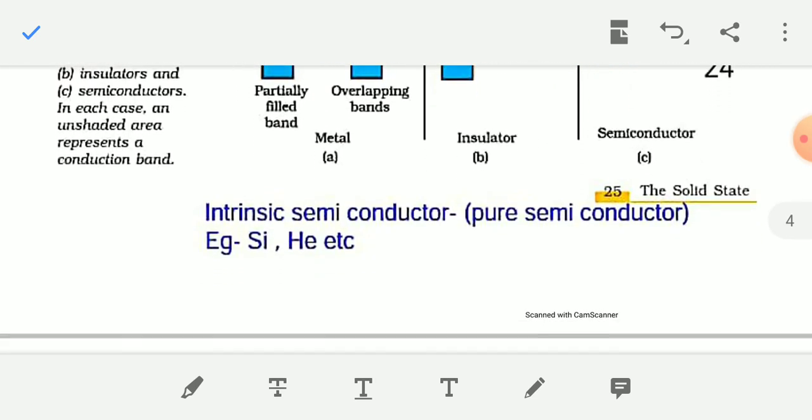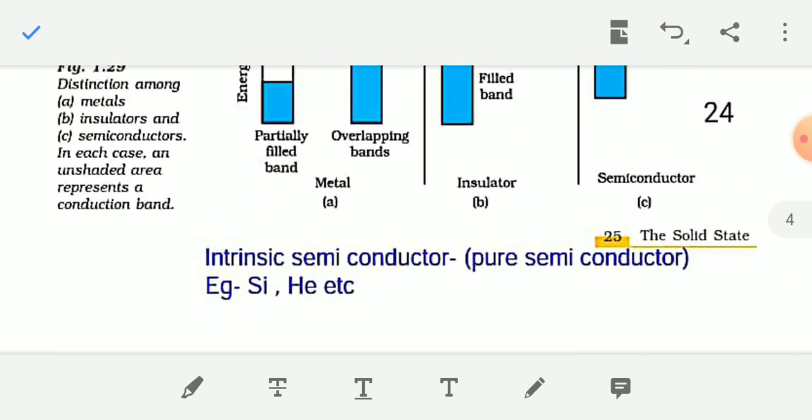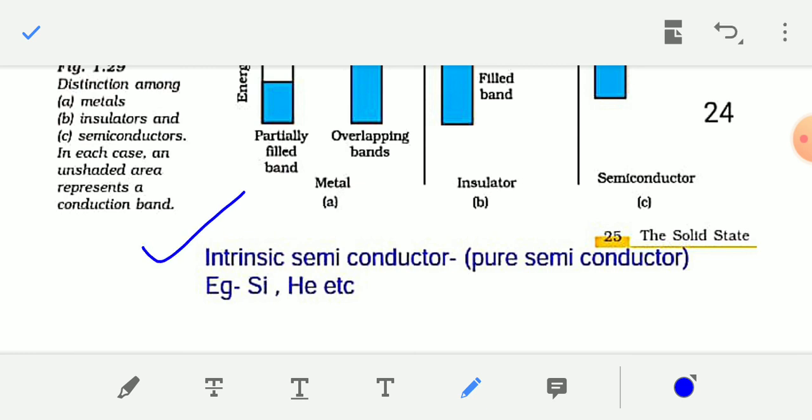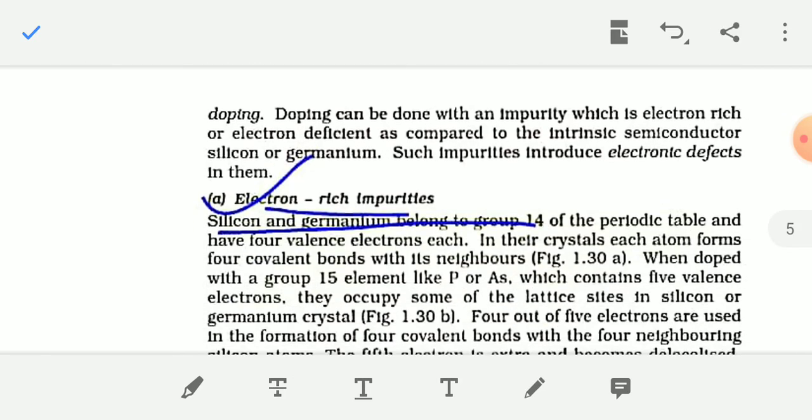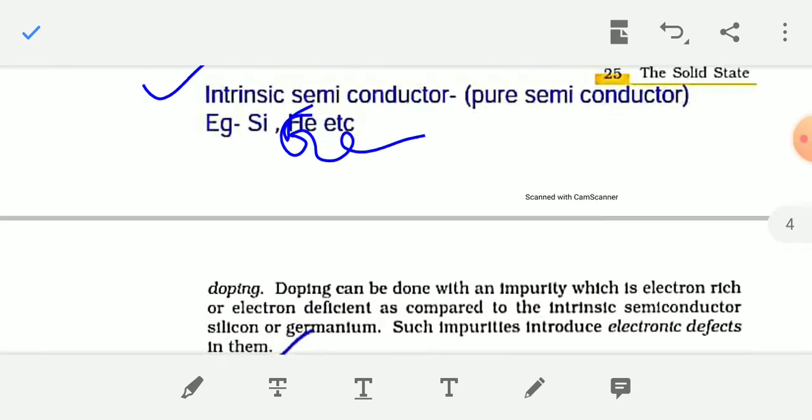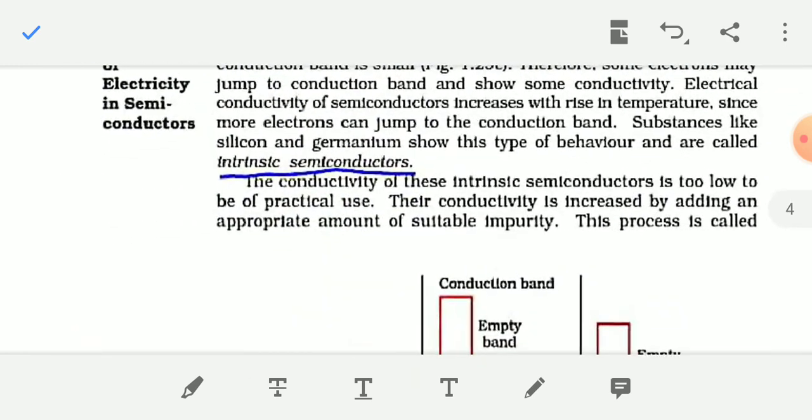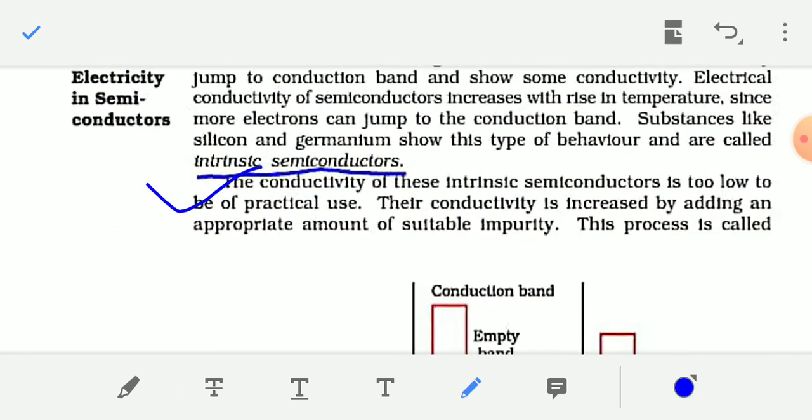Now see some examples of semiconductor, pure semiconductor, which are also called intrinsic semiconductor. These are silicon, germanium, Ge, etc. But conductivity of pure intrinsic semiconductor is very low. The conductivity of this intrinsic semiconductor is too low to be of practical use.